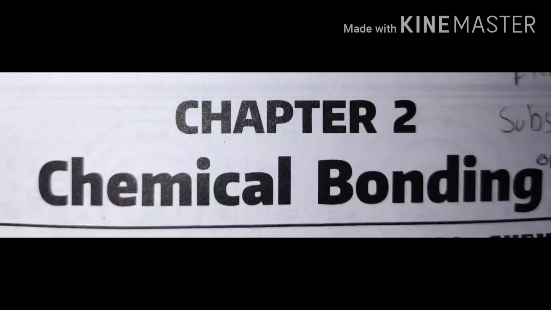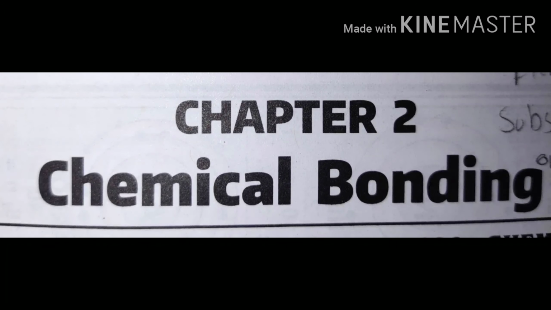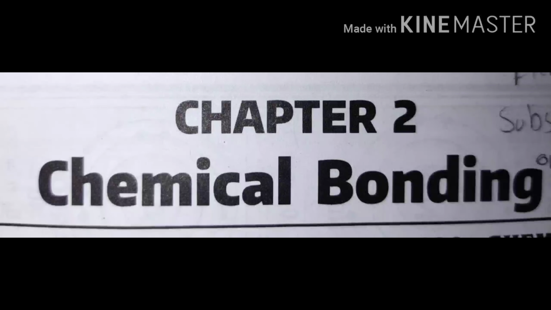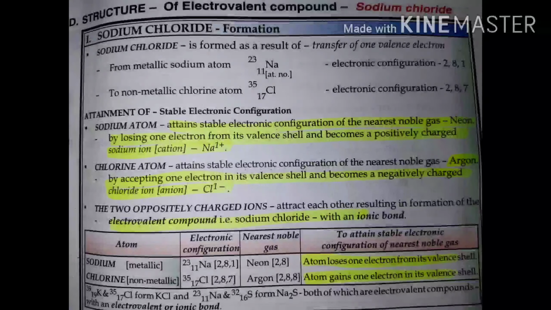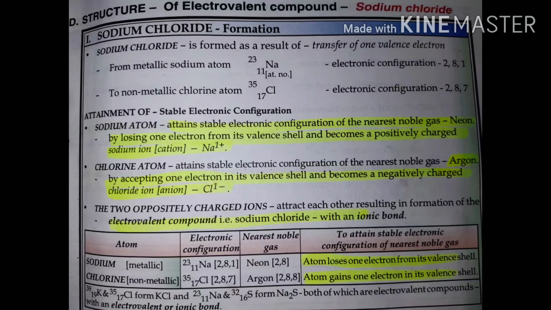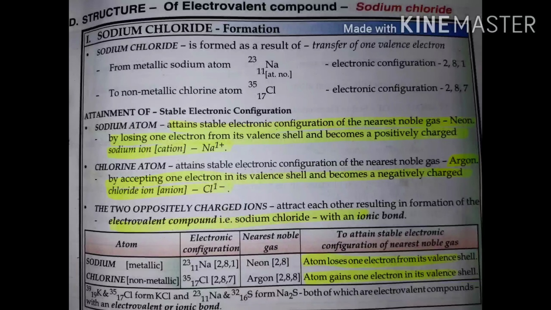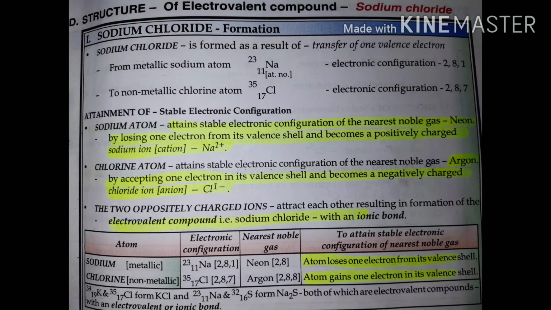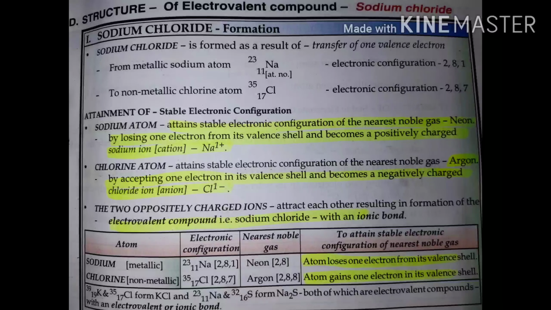Hello students, in this lecture we are going to start from page number 25. In the last lecture we studied in general the formation of electrovalent compounds. In this lecture we are going to study some examples of electrovalent compounds. The first example is sodium chloride. We can easily summarize the formation of sodium chloride in 5 points.